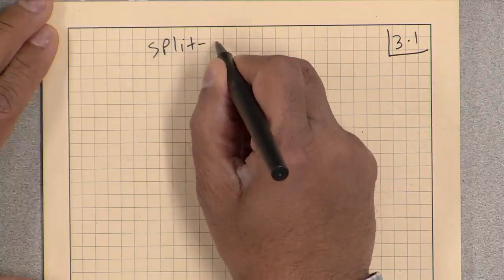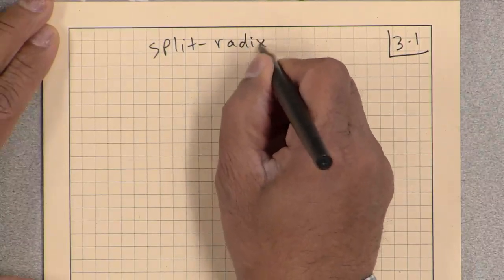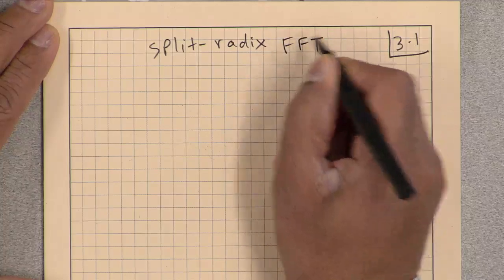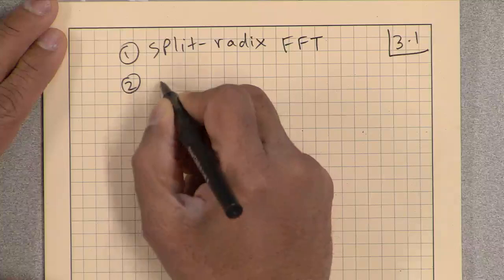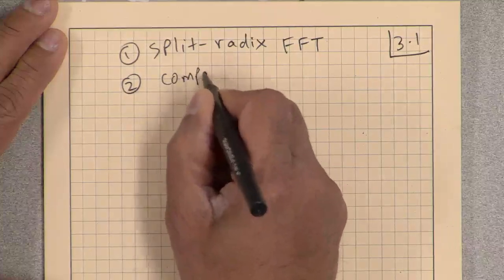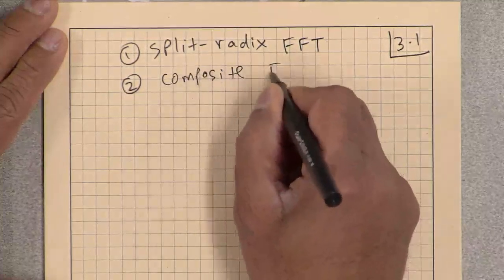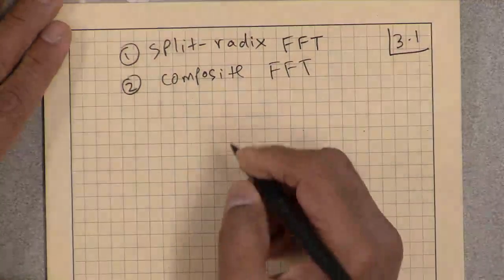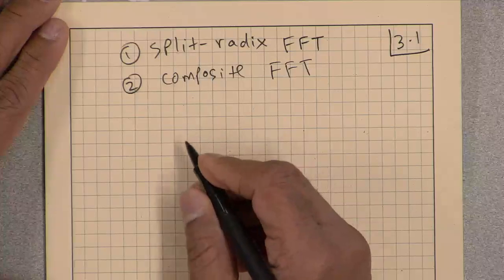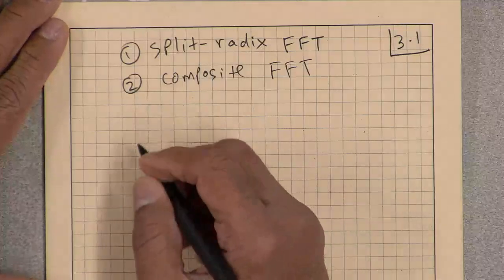Okay, if not, there are two objectives today. I want to talk about the so-called split radix FFT. That's one topic. The second topic that I want to talk about is composite FFT. That's our agenda for today. And then if there is time, I will talk about the homework for next week and we'll walk through that.